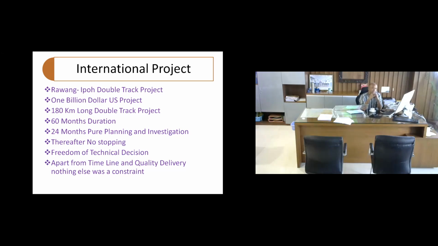And it was a meter gauge track, which I'll de-emphasize, because with meter gauge we have a perception that speed potentials are very low. But this project had two purposes. One was doubling of the line and then increasing speed to 160 kmph on meter gauge track. Project duration was 24 months.